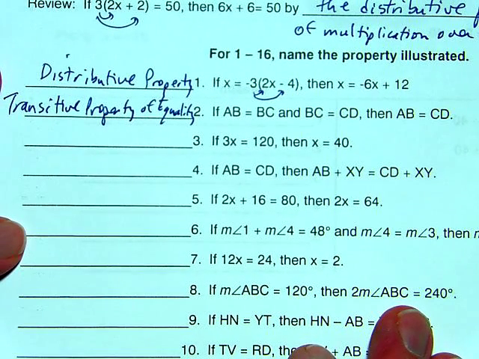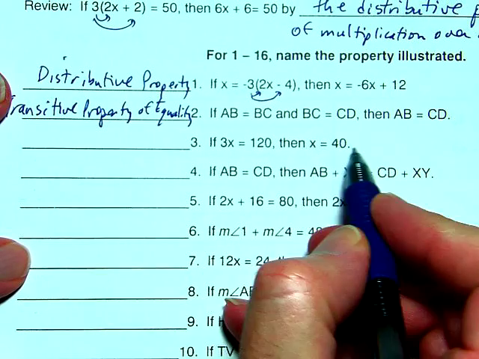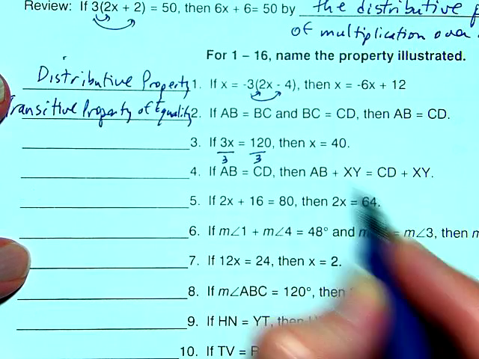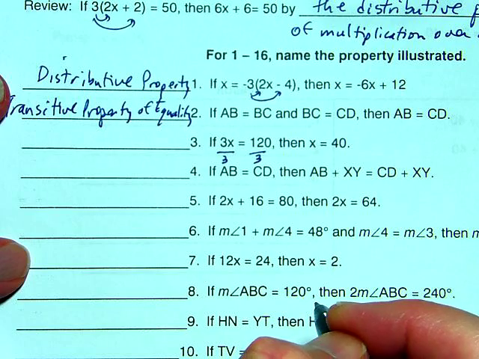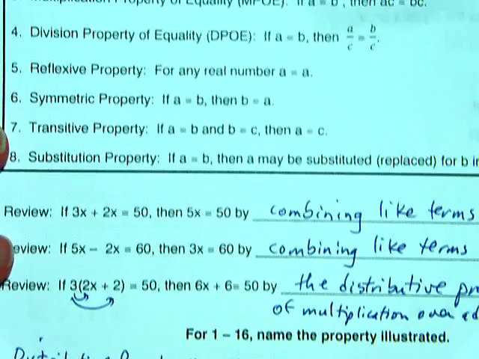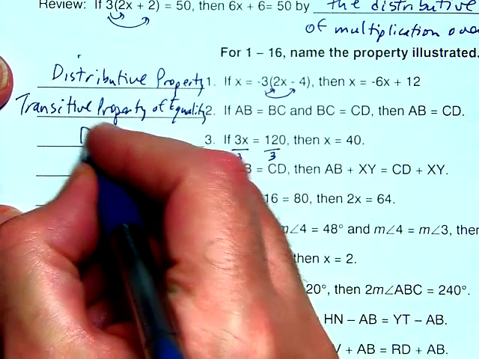Okay, if 3x equals 120, then x equals 40. Well, how did we go from 3x equals 120 to x equals 40? We had to divide both sides by 3, right? That is the division property of equality, or what it says up here in the table, DPOE. So we're going to use abbreviations wherever possible, because we only have a small space to write in. So DPOE.